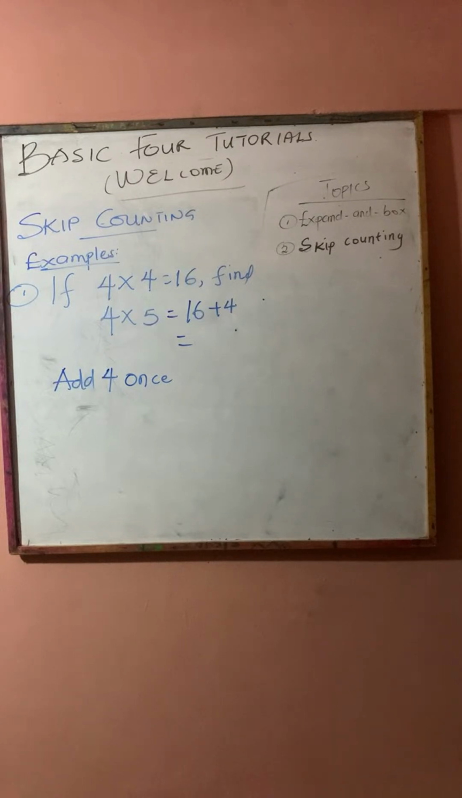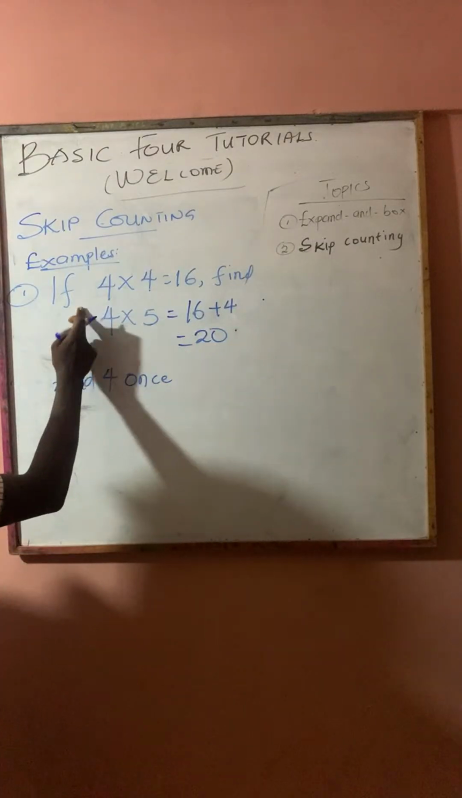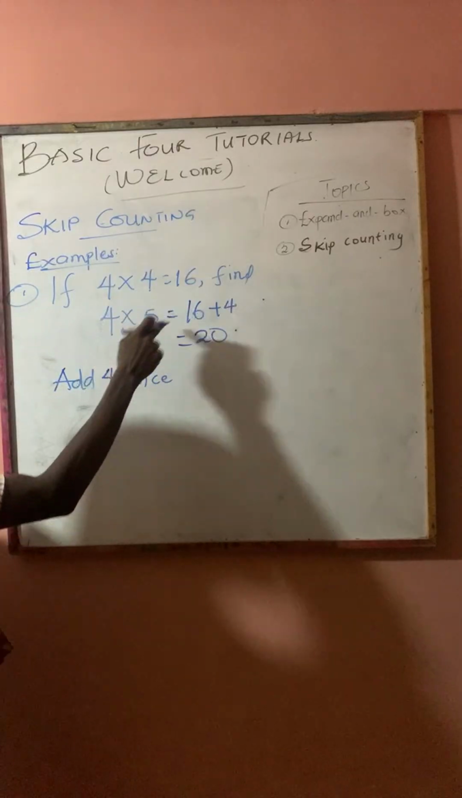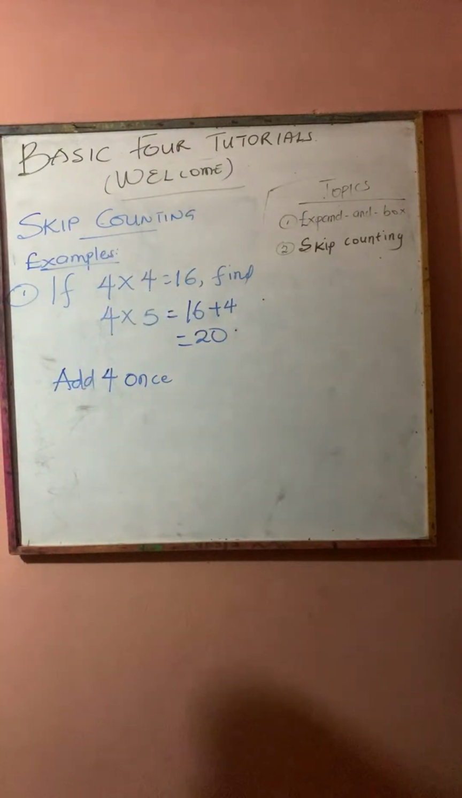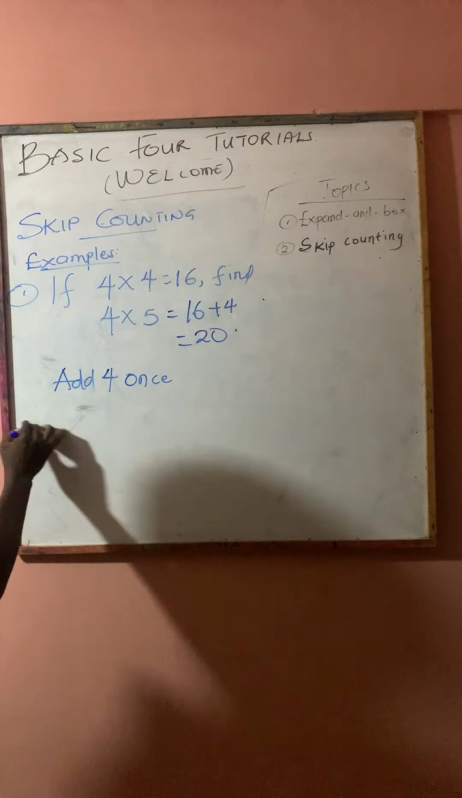All right, thank you. Osnell, Brendan, Israel, Eunice, Lois, Flourish. All right, thank you for your input. So 16 plus 4 is equal to 20. That implies that if 4 times 4 equals 16, then 4 times 5 is equal to 20. Does everyone understand? Let's move on to the second one.